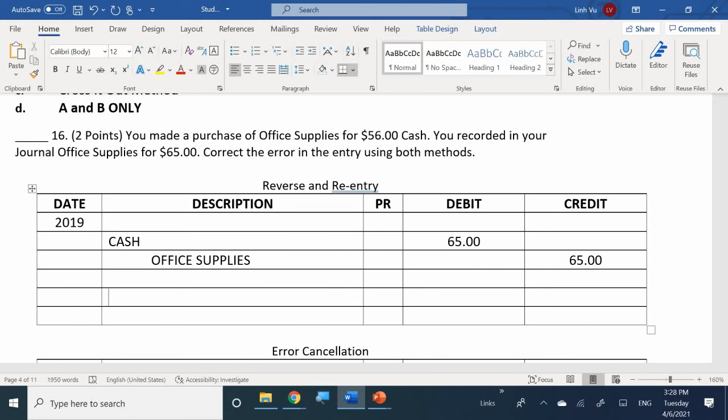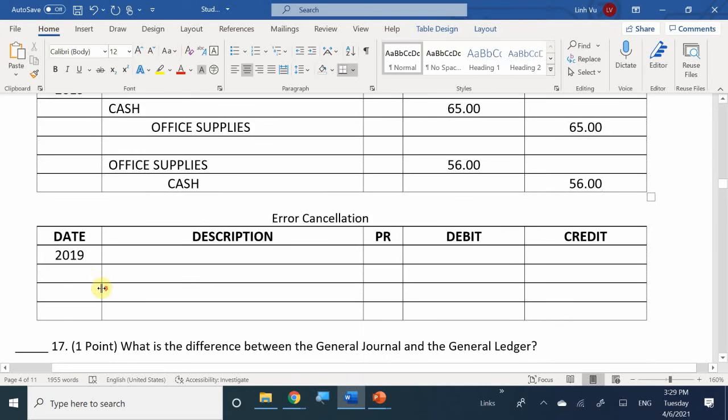All right. So now I went to the store. I physically returned my office supplies for the amount that I've written in my journal. So how am I going to re-enter it now? Now you'll go office supplies for $56 debit and cash for $56 credit. Good. And now we re-enter the transaction, but this time for the correct amount of 56. Excellent. So then, how about error cancellation?